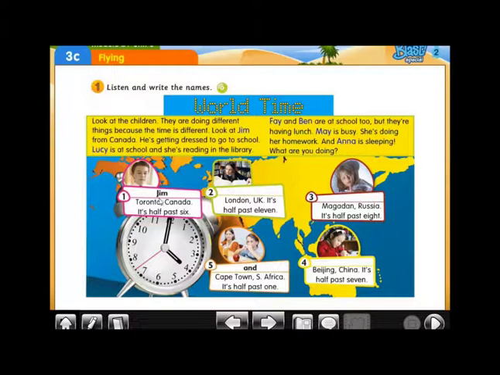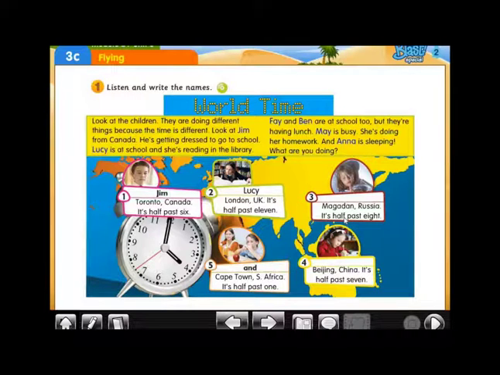Now, look at picture number 1. Toronto, Canada. It's 6:30. Then, it's answered. Number 2. Who's reading in the library? London, UK. It's 11:30. Right. Lucy. Excellent. Right answer. Lucy is at school. She's reading in the library.